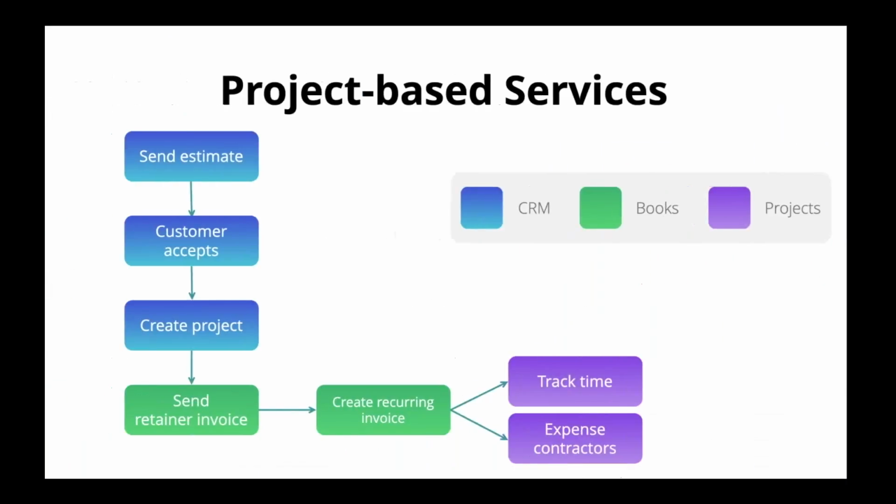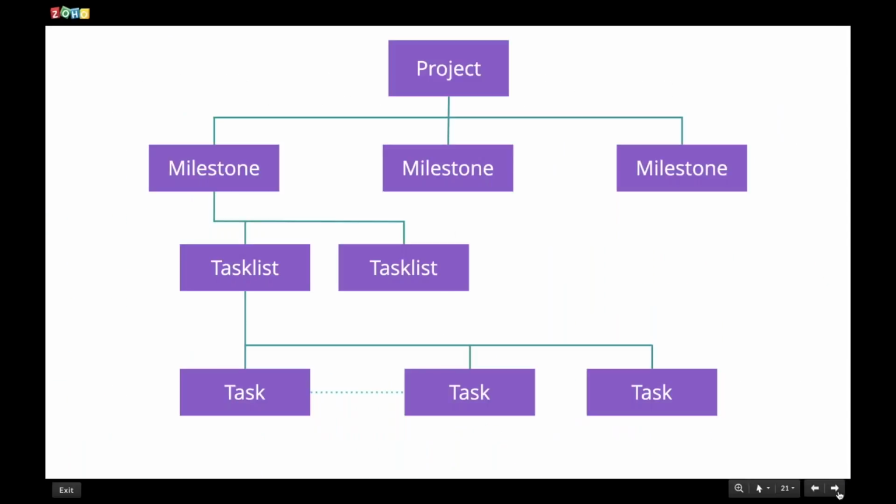Zoho Projects is a waterfall style project management application. What that means is it's organized in a pyramid of increasing detail. We have a project. That project is broken into chapters or milestones, which are the major things we need to get done. Each milestone is broken into 1 or more task lists, and each task list has a set of tasks that individual people are responsible for.